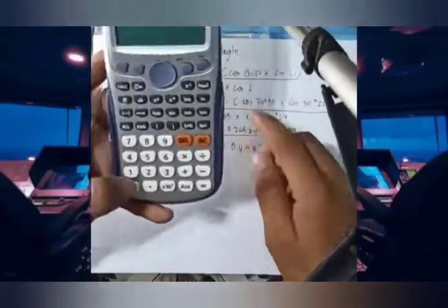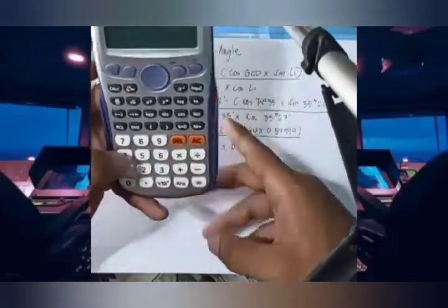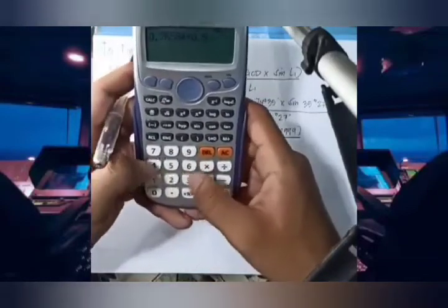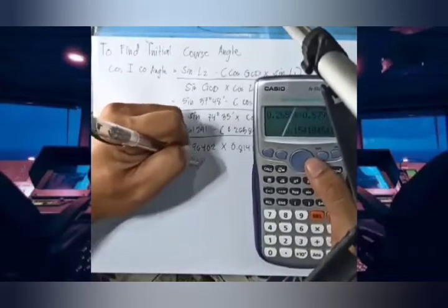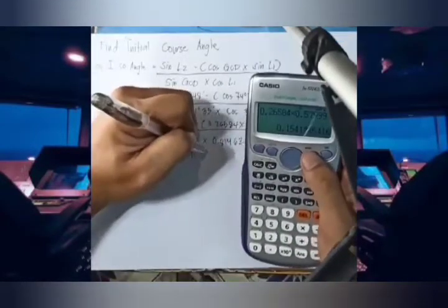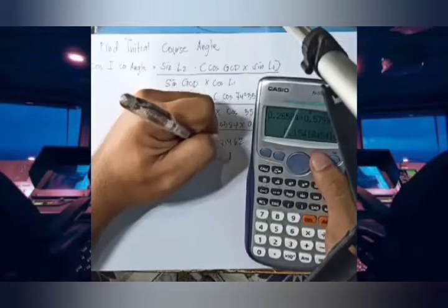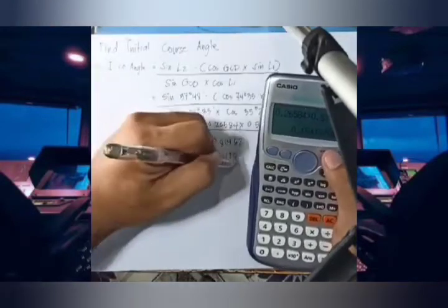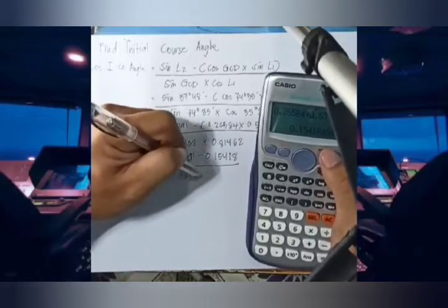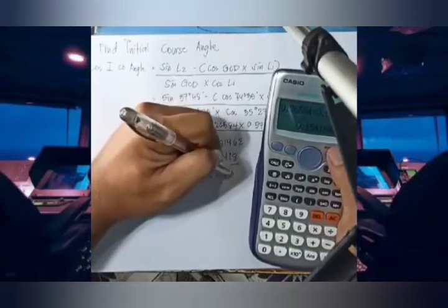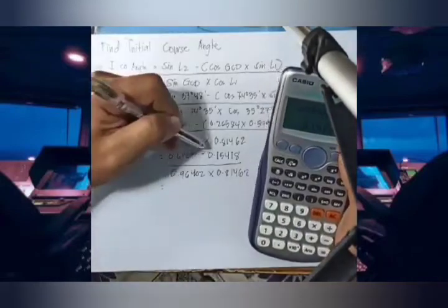So the next step is we need to multiply first inside the parentheses. 0.26584 multiplied by 0.57999, the answer will be 0.15418. Copy the fraction over, and bring down the 0.96402 times 0.81462.